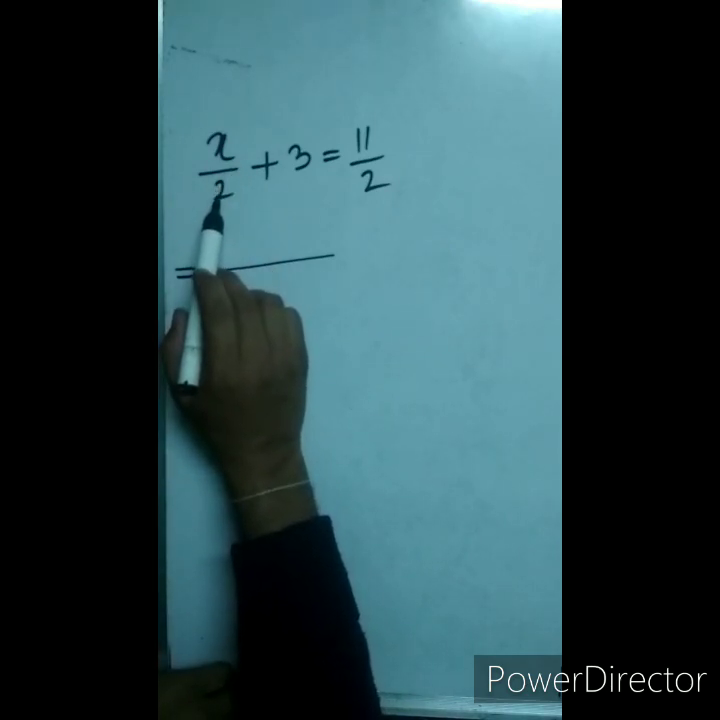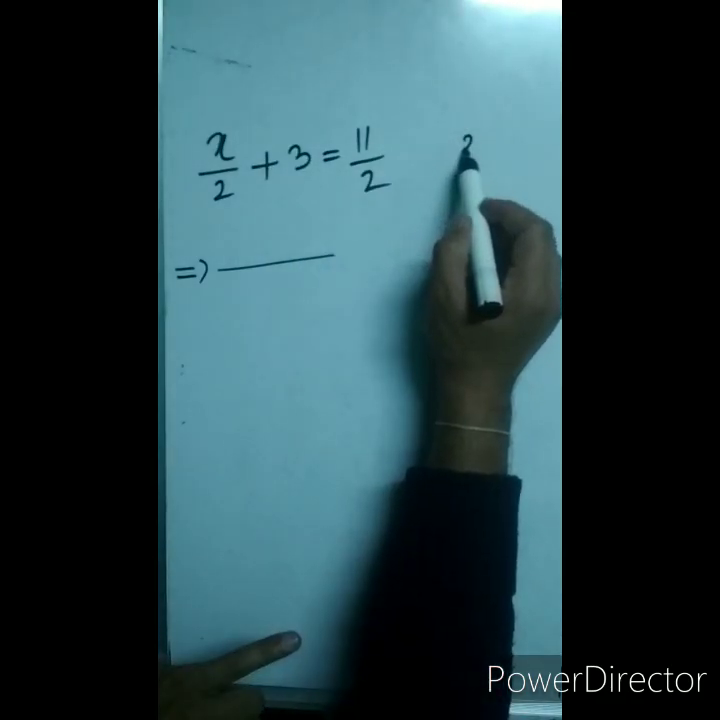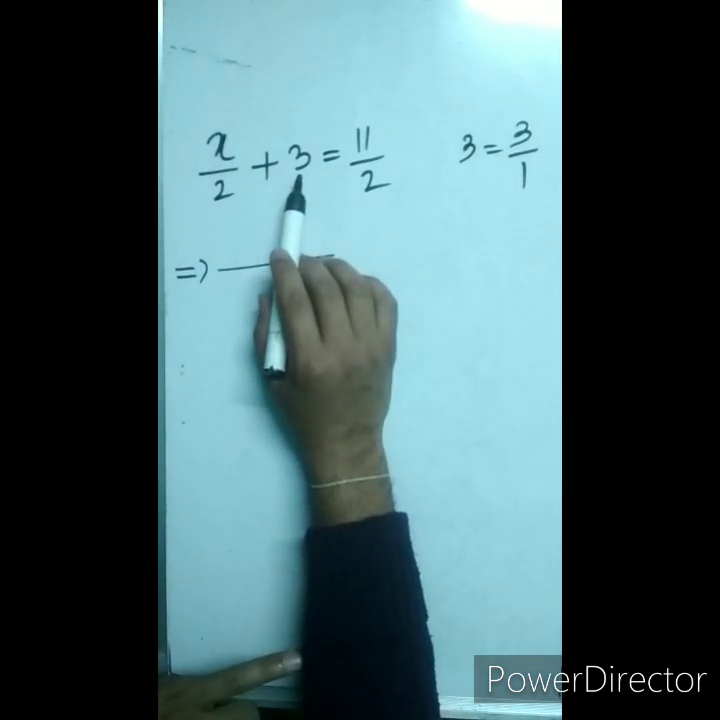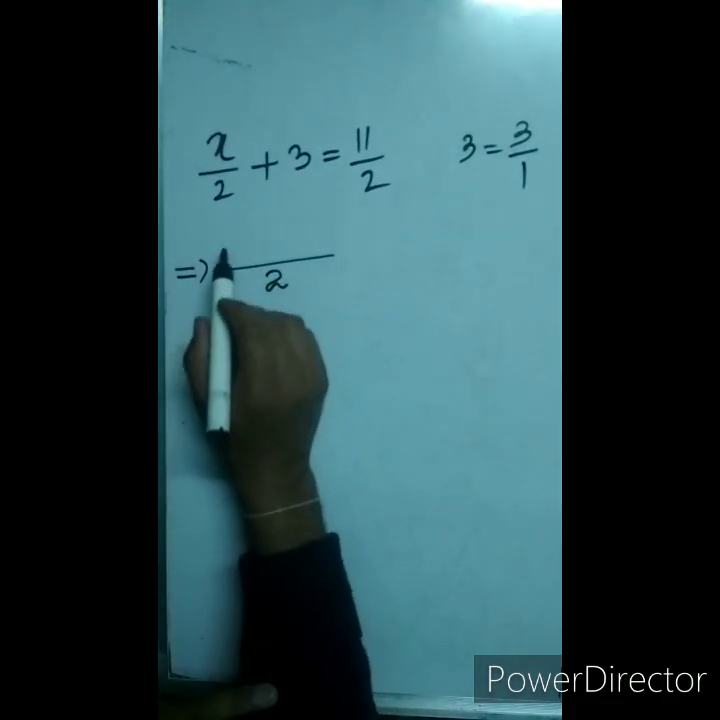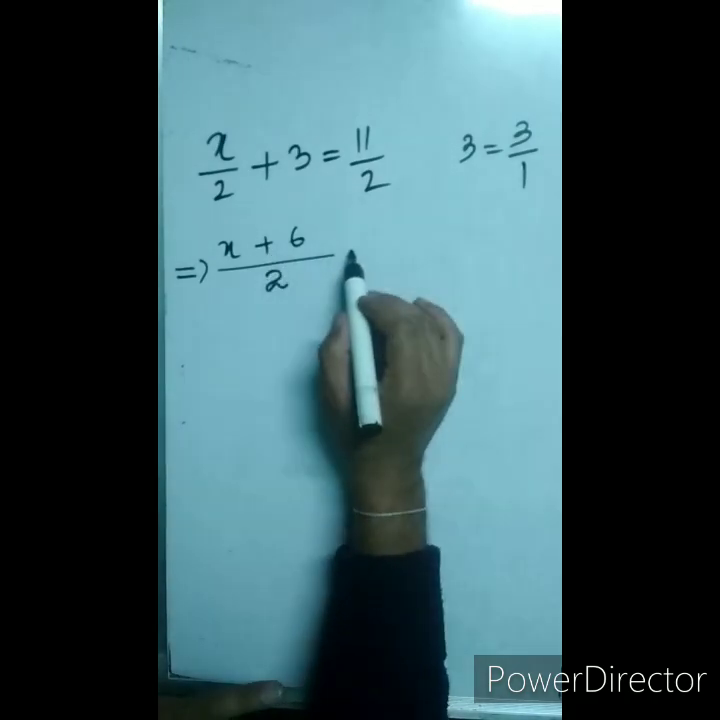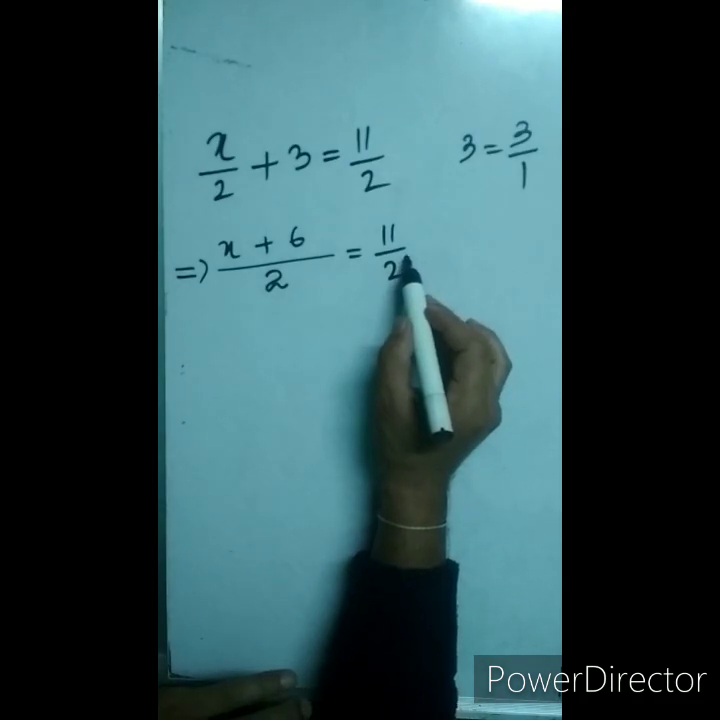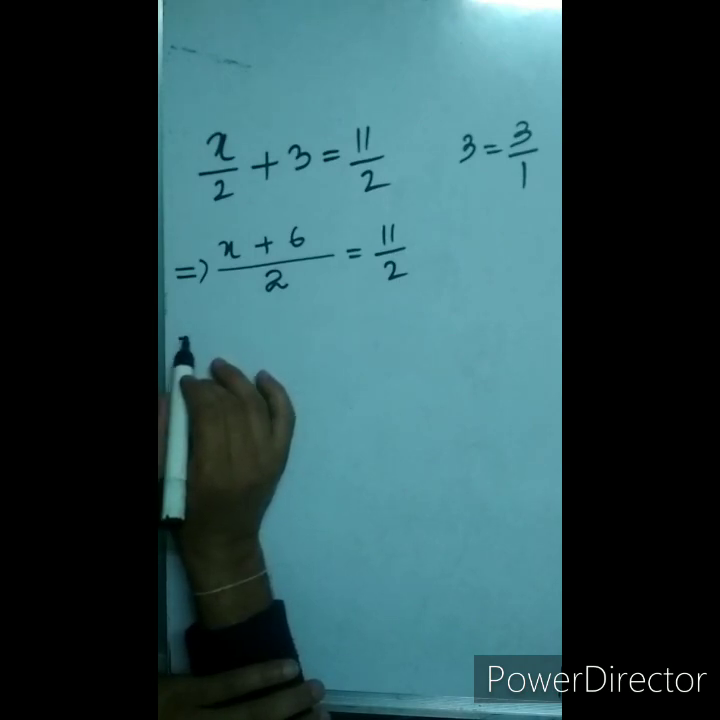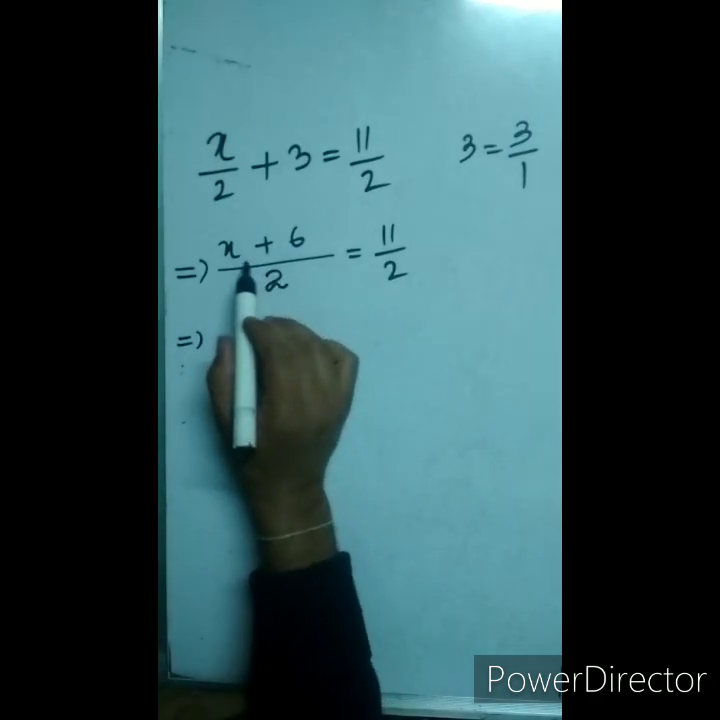For the first term, the denominator is 2, but for the second term, the denominator will be 1. 3 can be written as 3 divided by 1. So the denominator will be 1. If you take LCM for 2 and 1, you will get here 2. So here x plus 6, then here 11 divided by 2. We actually can cancel these 2 and 2, but I'll not do that because it's just the beginning for you. Now we'll do like this. This 2 is dividing this x plus 6.